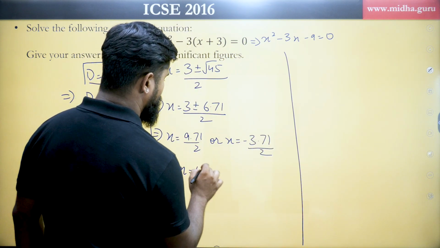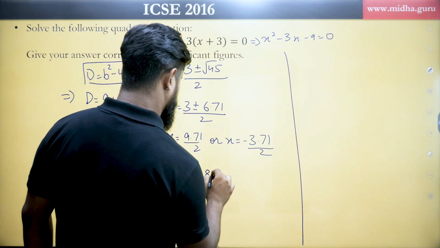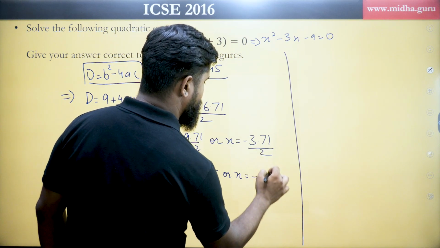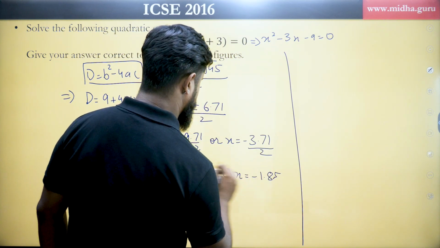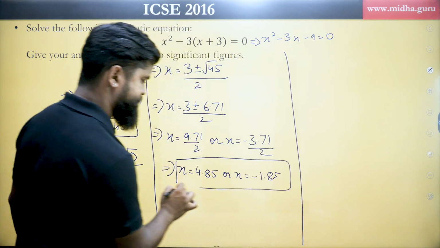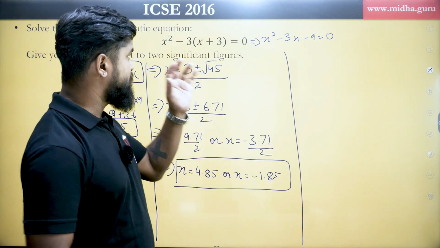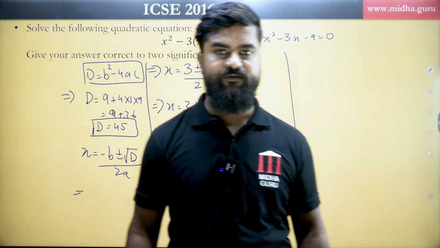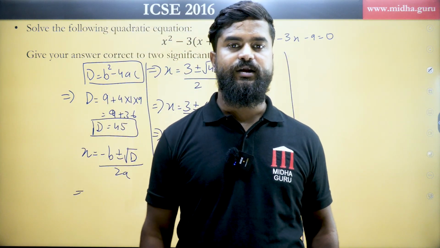So x will be equal to 4.85, or x will be equal to minus 1.85. So the values of x for this particular equation will be 4.85 or minus 1.85. So let's move on to the next question.